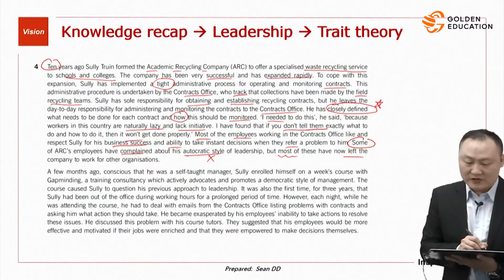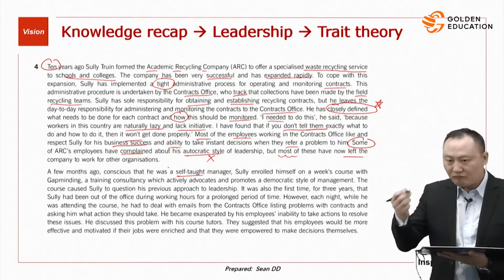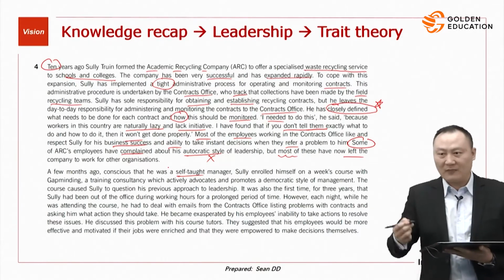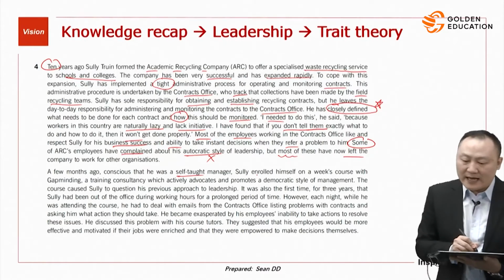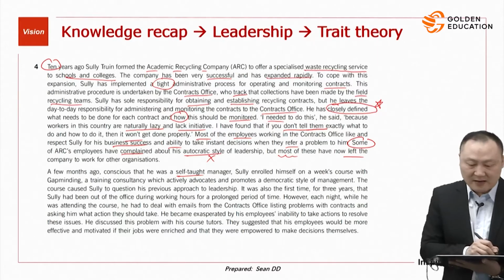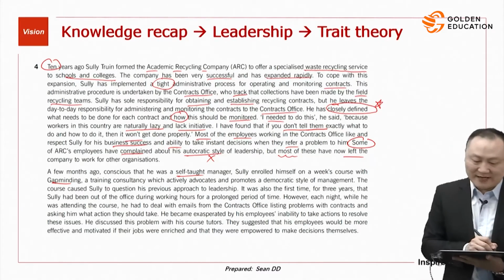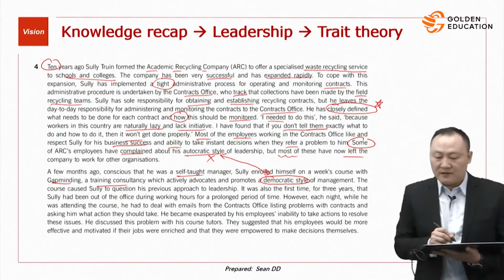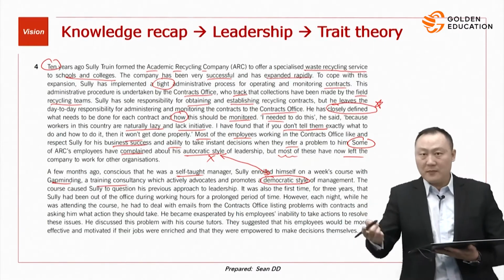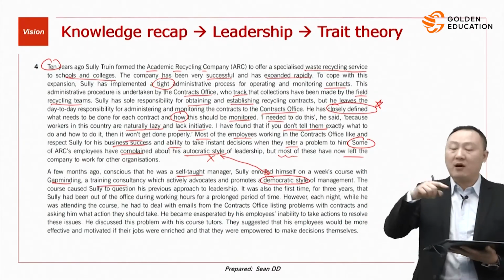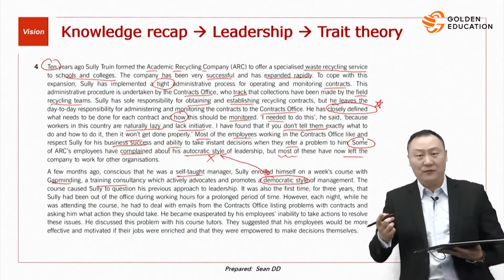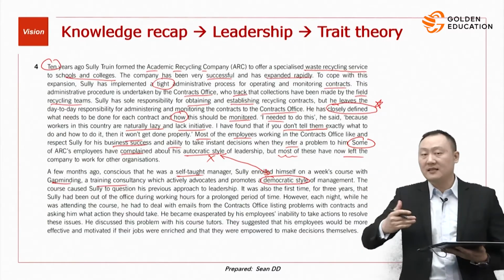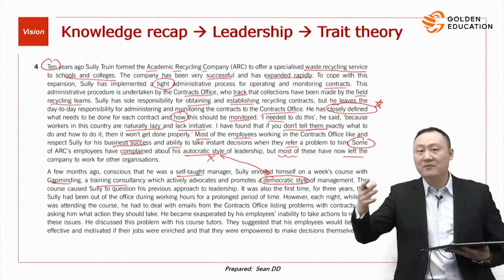A few months ago, conscious that he was a self-taught manager, right? He considered himself a self-taught manager. That means a lack of official training, lack of college training, lack of very structured training. Sully enrolled himself on a week's course with Gapminding, a training consultancy, which actively advocates and promotes a democratic style of management. Autocratic, democratic, that means this kind of consultancy helps their clients to change their leadership styles from the autocratic to the democratic. What's the purpose? The purpose is still focusing on business expansion, because they believe that the democratic style of leadership could help the company to expand their business further, right?